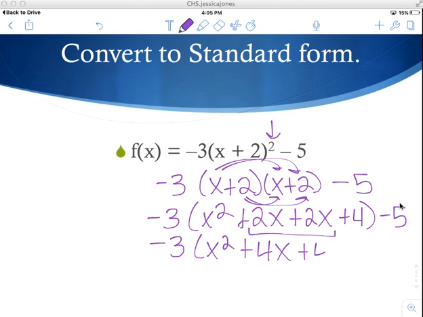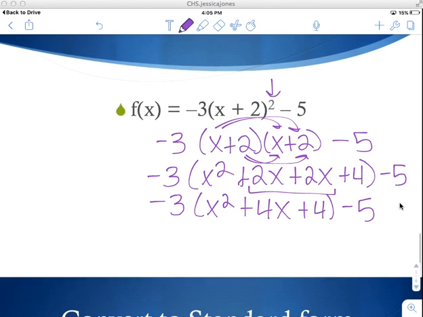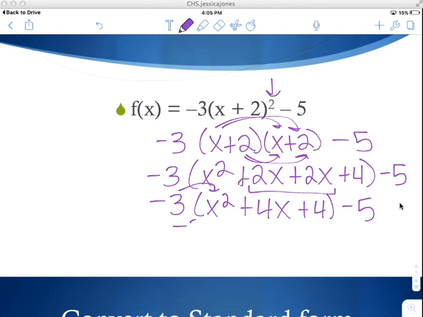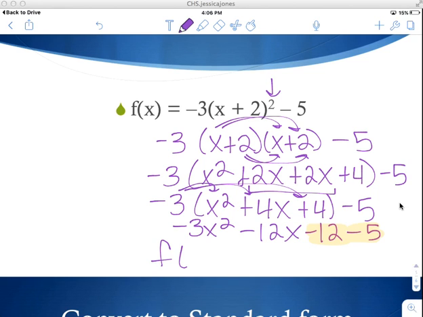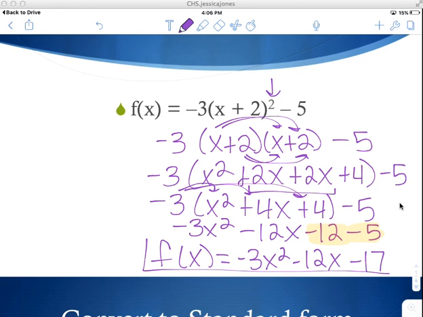And now your next step is very important. Just like PEMDAS, you're going to multiply first before you subtract the 5. So we're going to distribute the negative 3. This becomes negative 3x squared, negative 12x, and negative 3 times 4 gives you negative 12. And your very last step is to subtract that 5. The 5 can only combine with the negative 12, which means my final answer is negative 3x squared minus 12x minus 17. So you FOIL first, then distribute, then add or subtract at the end.